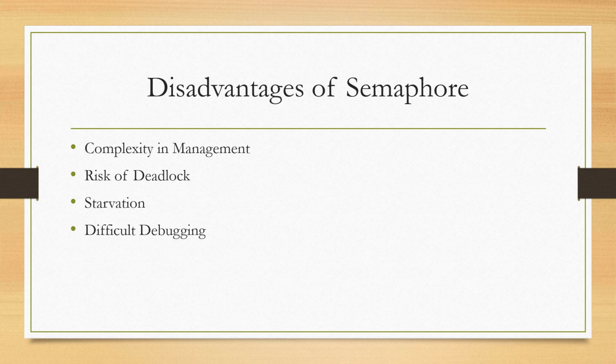Risk of deadlock. Improper ordering of semaphore operations, like acquiring semaphores in different orders, can result in deadlock, where processes are stuck waiting indefinitely. Starvation. If not managed fairly, semaphores can lead to starvation, where some processes are perpetually denied access to resources. Difficult debugging. Debugging semaphore-related issues can be challenging, as problems might only appear in specific timing scenarios.